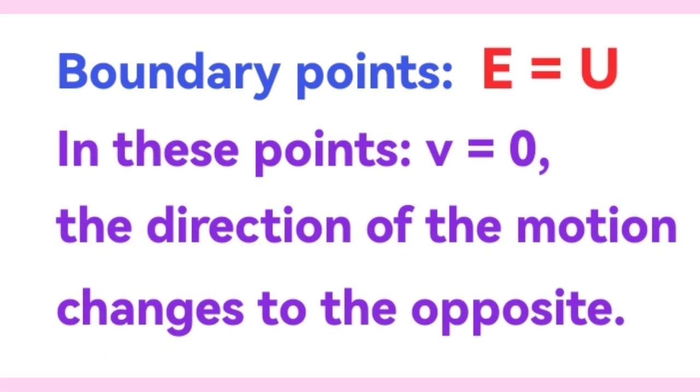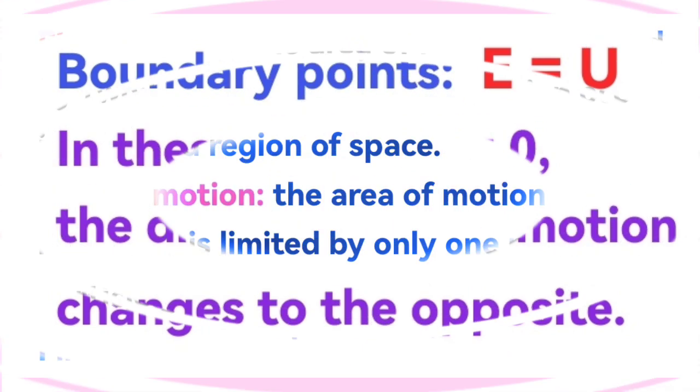So the points at which the potential energy is equal to the total energy determine the boundaries of the area of motion. Upon reaching one of these boundary points, the direction of the system's motion changes to the opposite. These points are also stopping points, since the velocity is equal to zero at them.